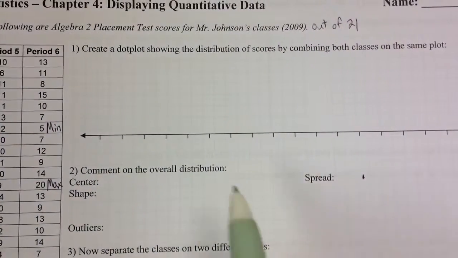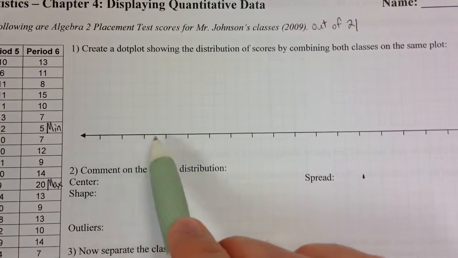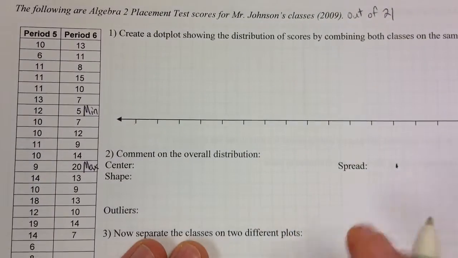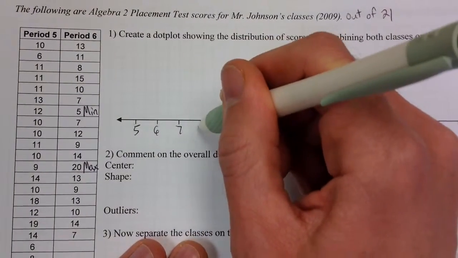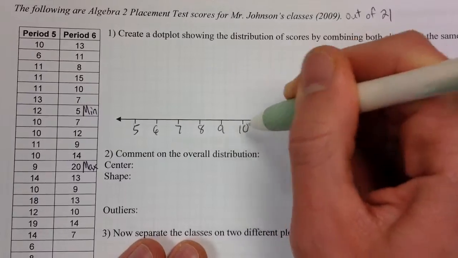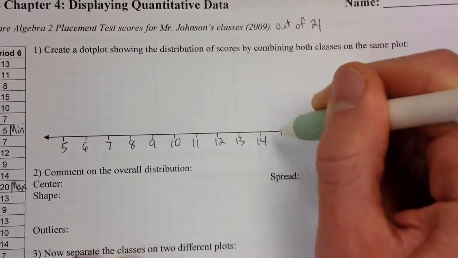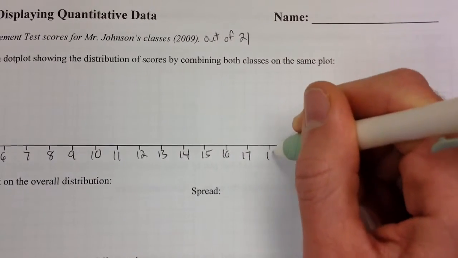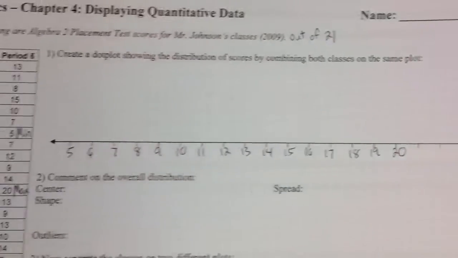Let's look at how many tick marks I've been given. I need 16 to go 1 unit per 1 tick mark. 1, 2, 3, 4, 5, 6, 7, 8, 9, 10, 11, 12. Oh yeah. So I'm just going to start at 5. I just need to cover both classes. And I can go up to 20 since that's the highest score.